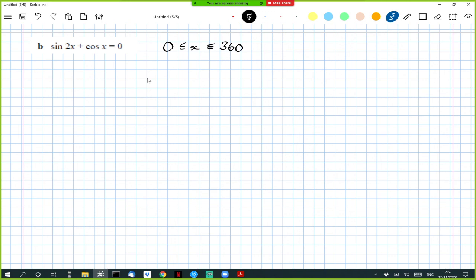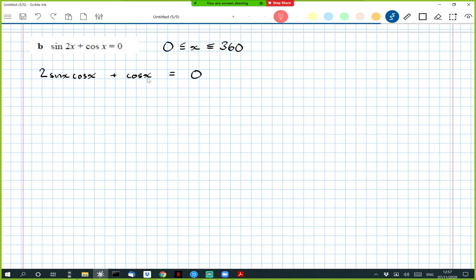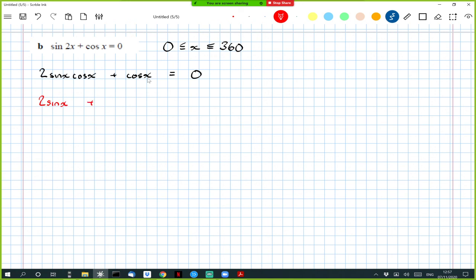Okay, so the first thing I would do would be to expand the sine 2x. And again, you just need to remember these. 2 sine x cos x is the expansion of sine 2x, plus cos x equals 0. This line I'm about to write now is wrong. So I've noticed I can divide everything by cos x. So I'm going to do that. 2 sine x plus 1 equals 0. Then I can solve for that.